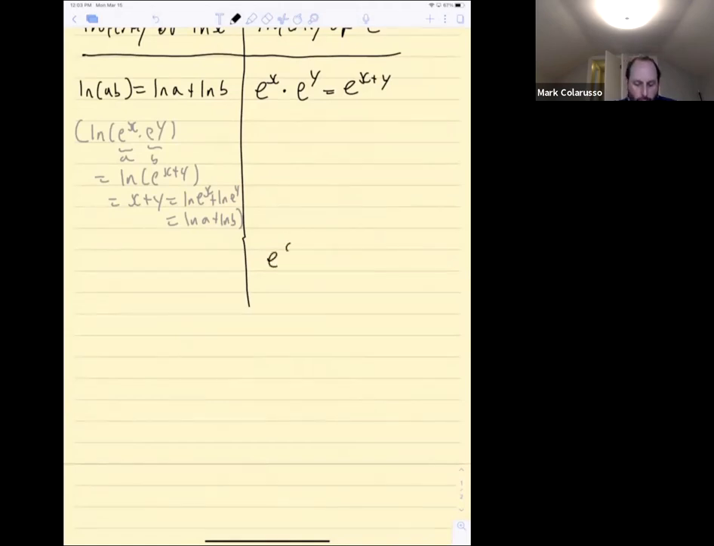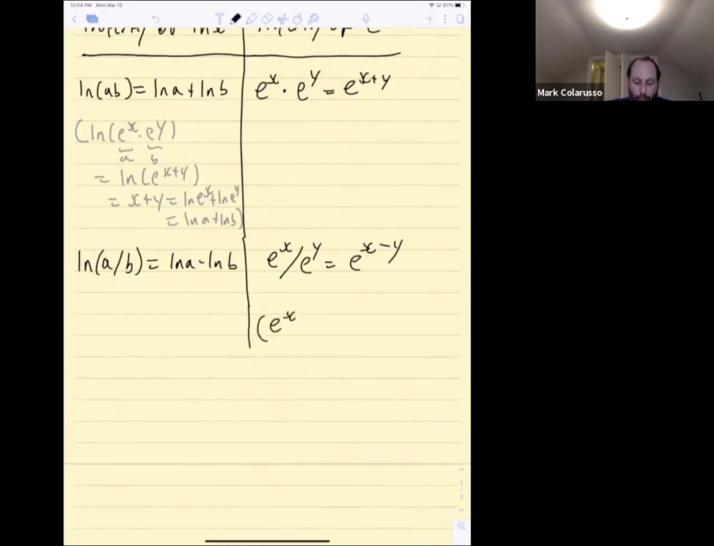So the other exponential property we talked about was e to the x divided by e to the y. If you divide two exponentials, you subtract their exponents: e to the x minus y. In the logarithm world, that comes out as follows. The logarithm of a quotient is the difference of the logarithms. And you can prove that in exactly the same way you did the product one.